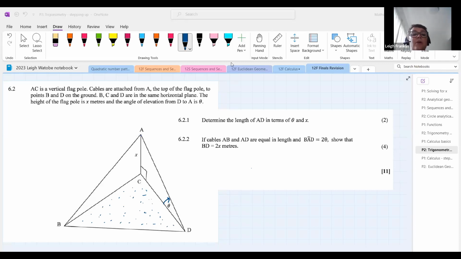Yeah, sure, Cheslin. So Cheslin just wants a couple of minutes to draw it. Or you're welcome to take a screenshot as well, Cheslin, if you want.